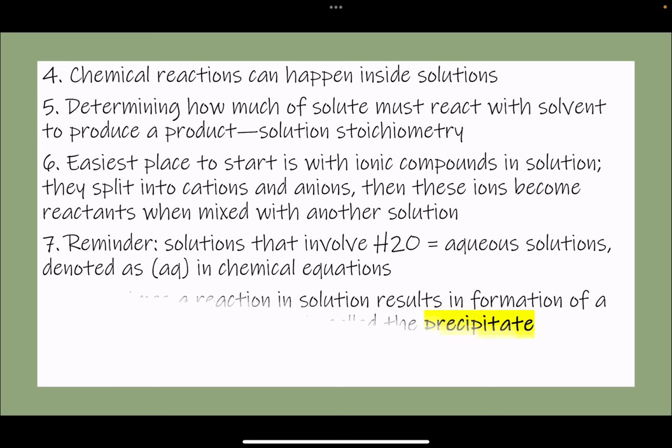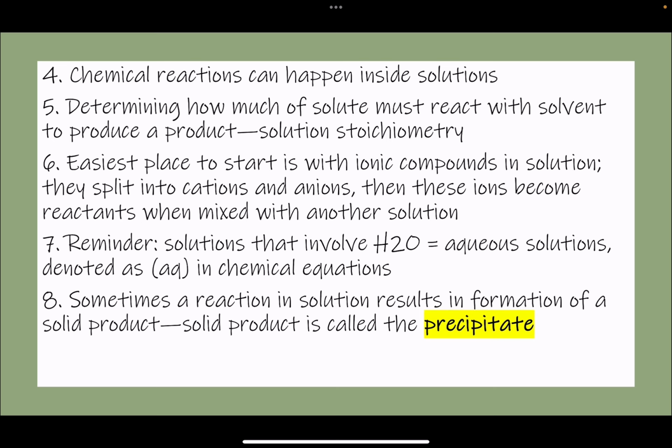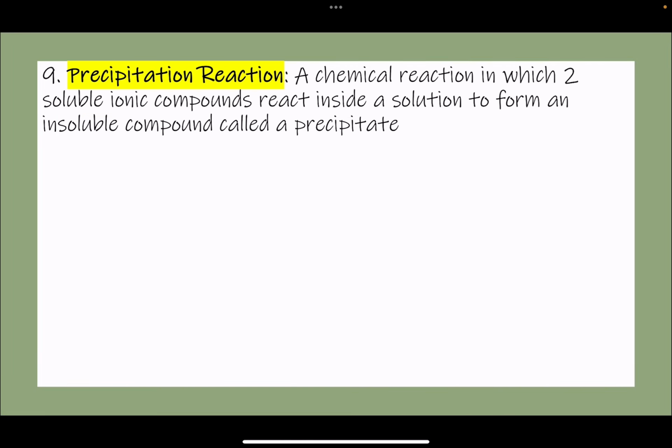We also need to introduce the term precipitate. Sometimes when a reaction happens in a solution, the product that forms is insoluble in the solution. It therefore forms as a solid and is said to precipitate out of the solution. This is language that chemists will often use, so it's important to have a grasp of it. Continuing on this theme, a precipitation reaction is one in which two soluble ionic compounds react inside a solution to produce an insoluble compound, which is then termed the precipitate.